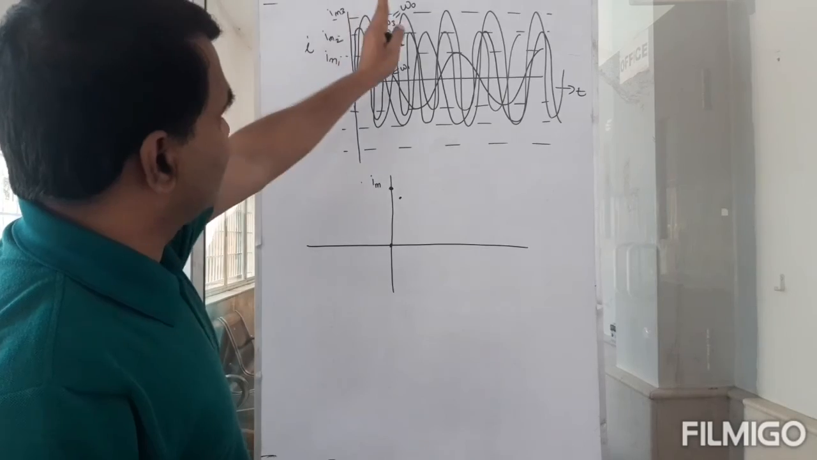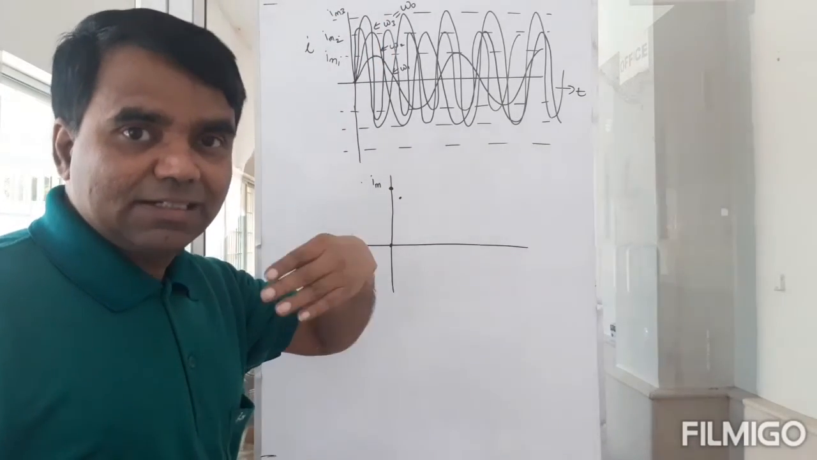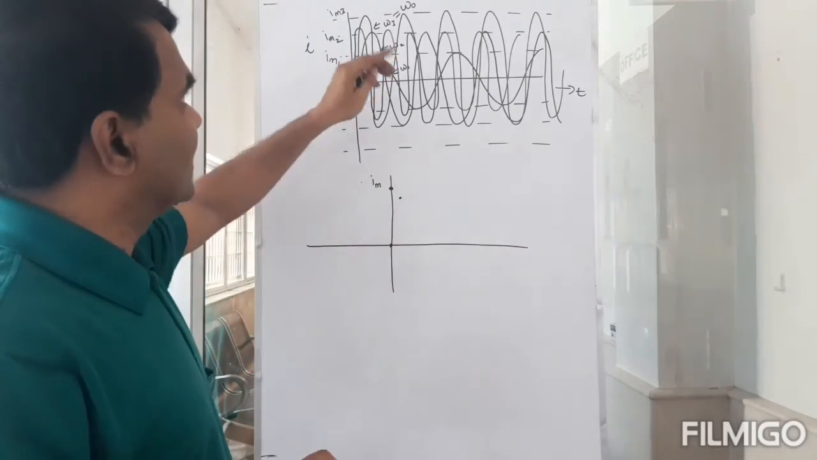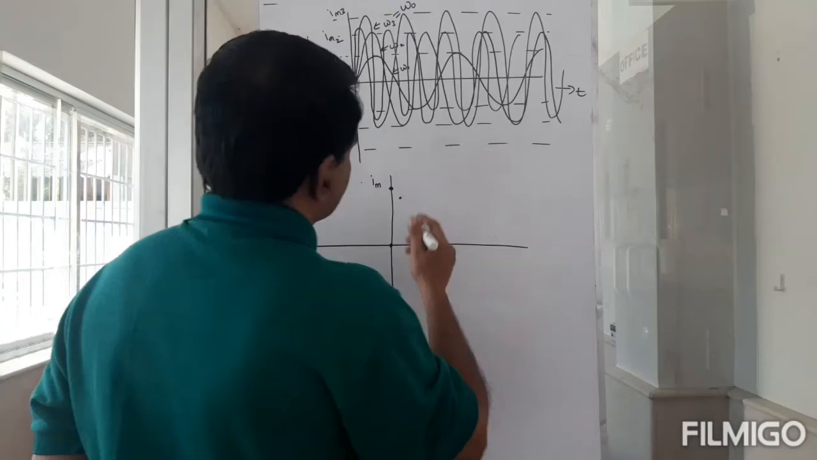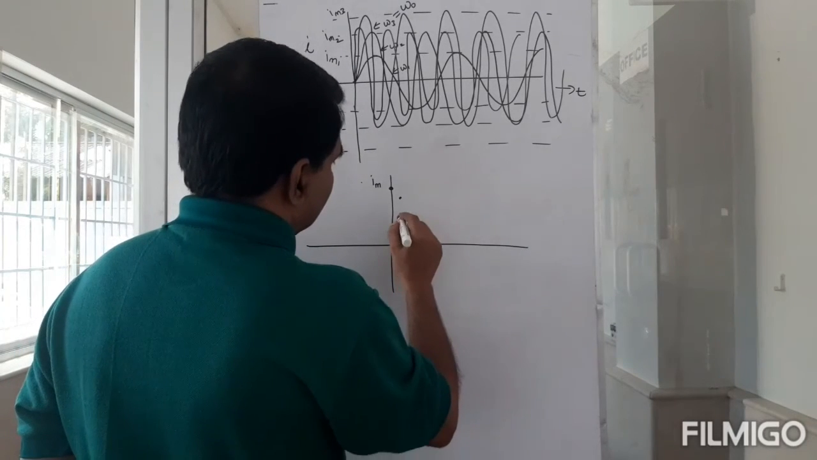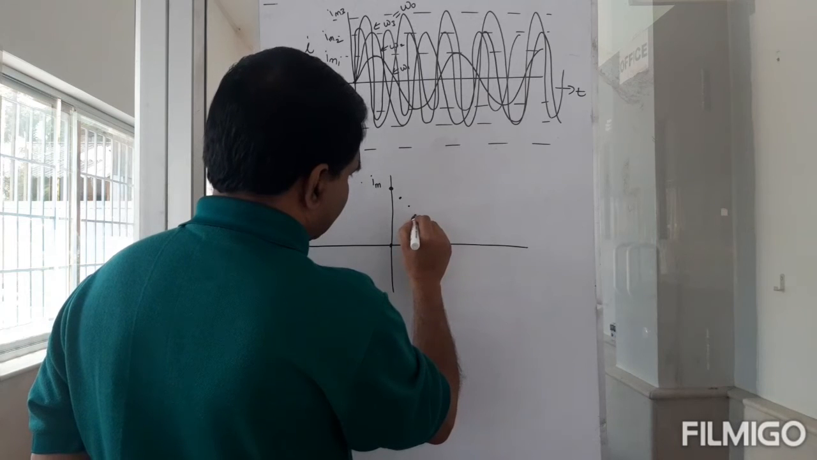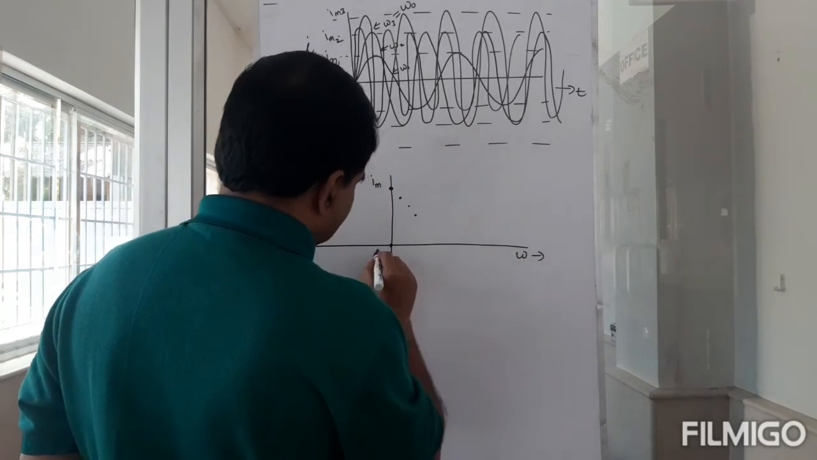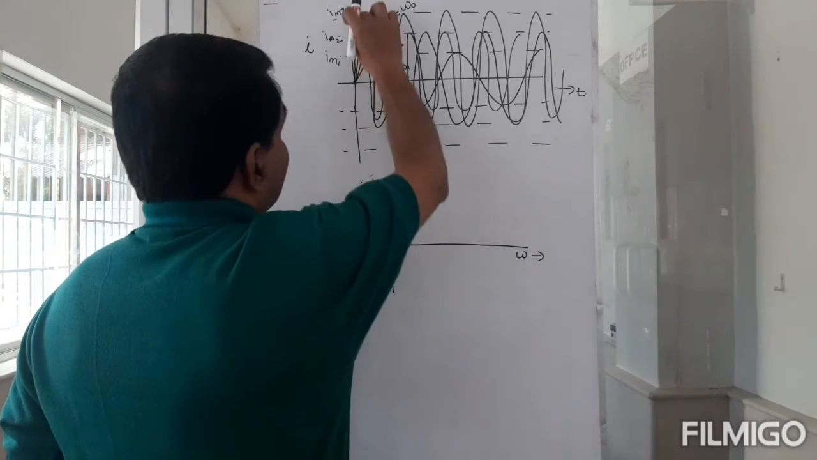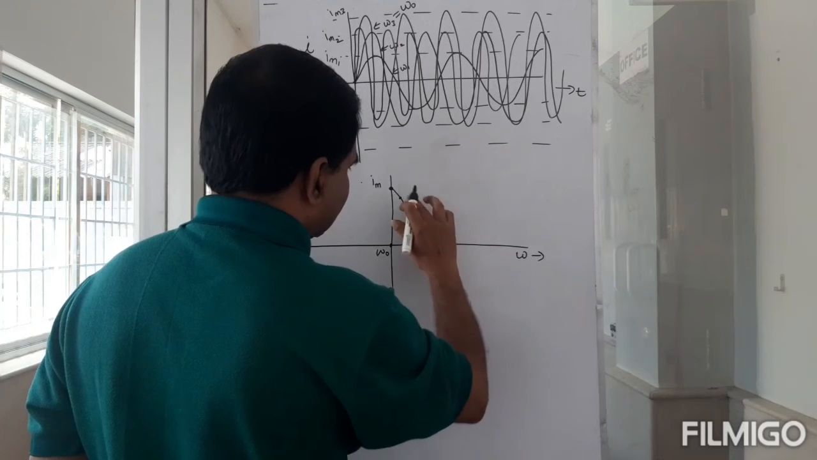And even if I increase the frequency after that, XL may increase, but XC will come down. So that will result in reduced amplitude. That's what I'm trying to say. So this will reduce. As I keep increasing omega this way, this is omega 0. I will have maximum IM. And you see, this will be something like this.